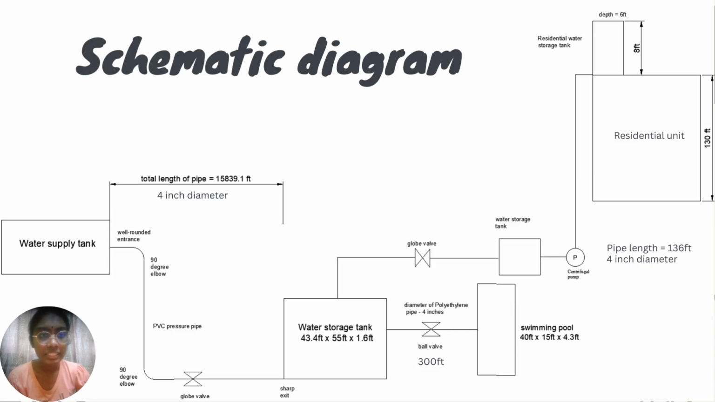The water storage tank has a size of 43.4 times 55 times 1.6 feet. From the water storage tank, there are two pipes, one connecting to the swimming pool, another one connecting to the hostel. The swimming pool, with a size of 40 times 25 times 4.3 feet, is connected from the water storage tank by polyethylene pipe with a diameter of 4 inches for 300 feet with the ball valve in between. The total pipe length from the water storage tank to the residential unit is 136 feet with the globe valve. A centrifugal pump is connected to the storage tank of the hostel at 130 feet height.